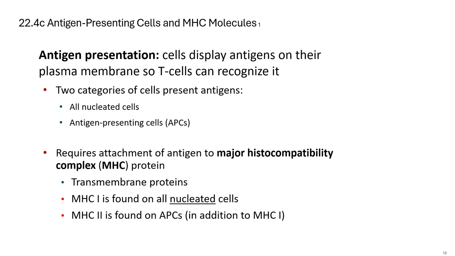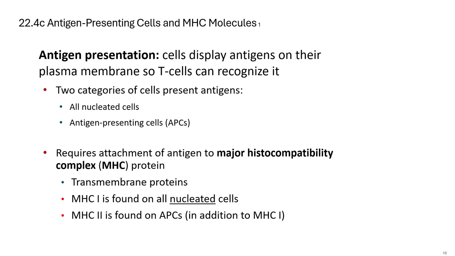MHC1 you find on all nucleated cells, all cells that have a nucleus. So that includes all cells except what? All cells except red blood cells, because red blood cells do not have a nucleus. MHC2, I'm sorry, you find on antigen presenting cells in addition to the MHC1.